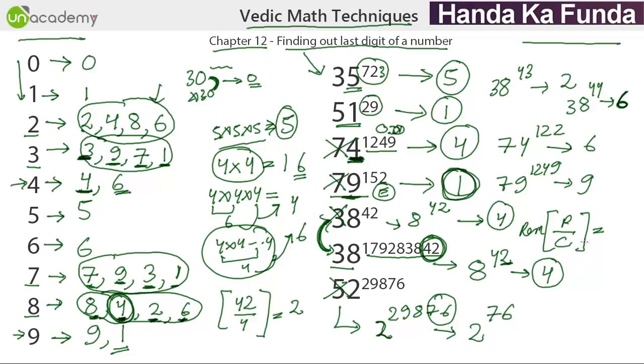And then I apply the concept of power by cyclicity. If I do 76 by 4, what is my remainder? It is perfectly divisible. There is no remainder. And if there is no remainder, my answer becomes the last value in the list. What is the last value in the list here? The last value in the list here is 6, and hence my answer for the last question, which was 52 to the power of 29876, is indeed 6.